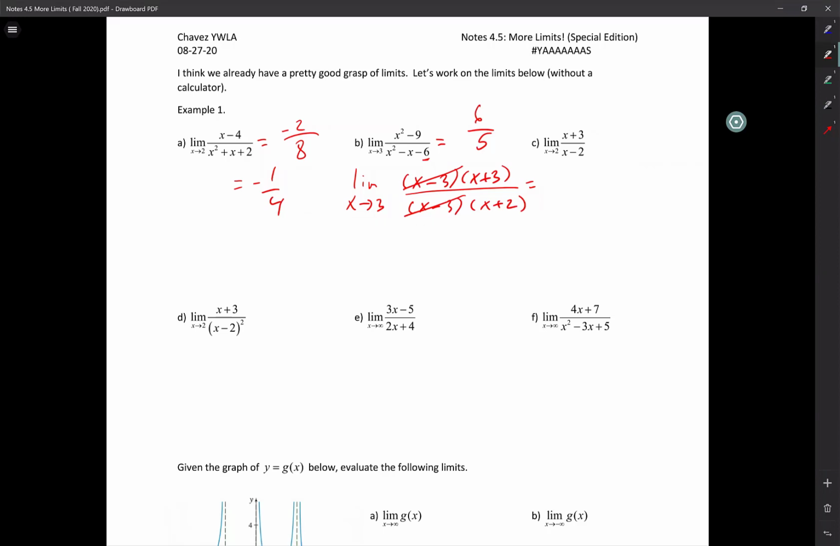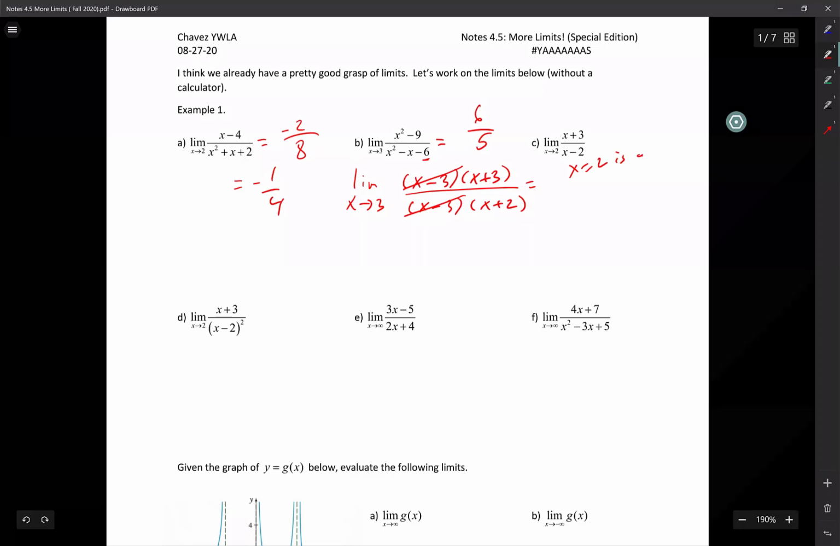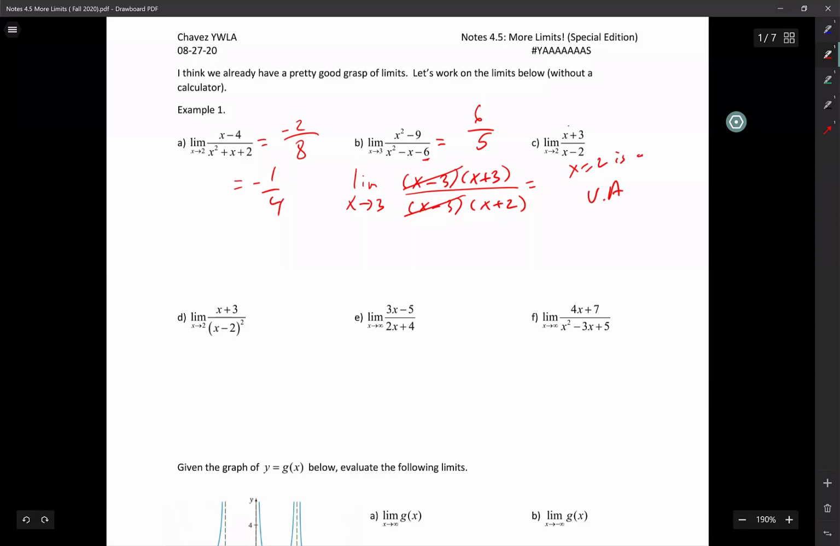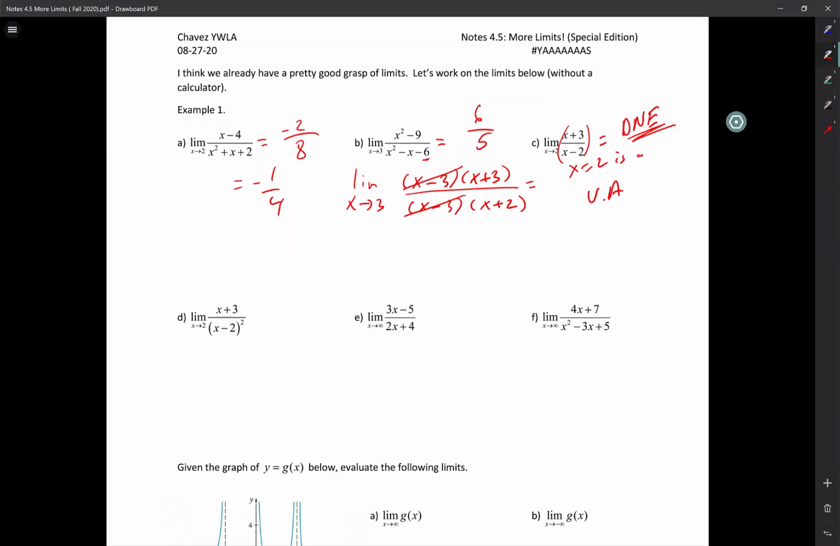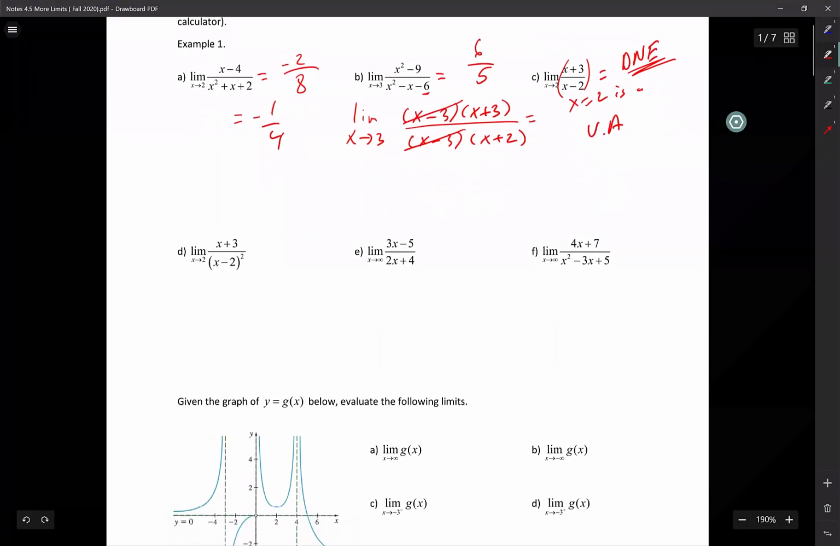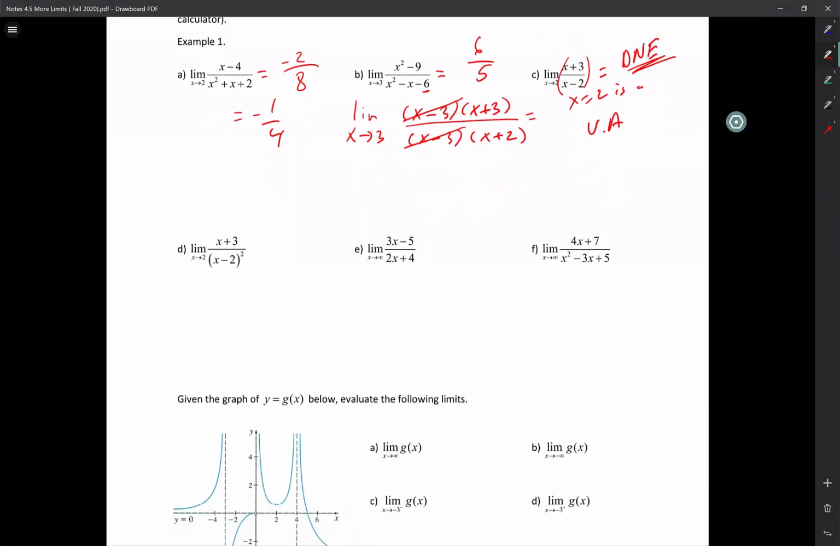This one here, there's nothing you can do about it, guys. X equals 2 is the vertical asymptote. Because I have a vertical asymptote of this function there, you can either say it does not exist. The behavior of your approach from the right is positive infinity. The behavior of your approach from the left is negative infinity. So this is the best answer in there. Letter D is the same as letter C. The only difference is it's being squared.